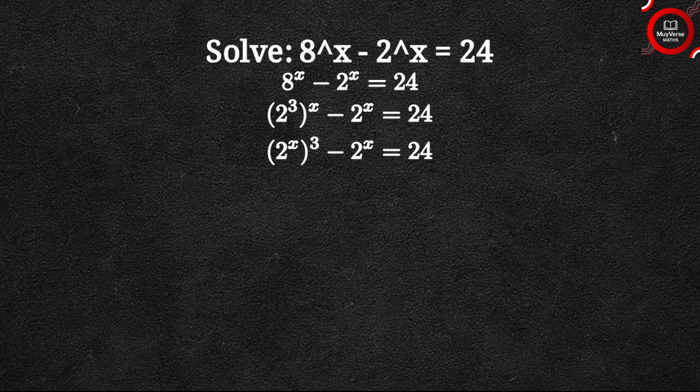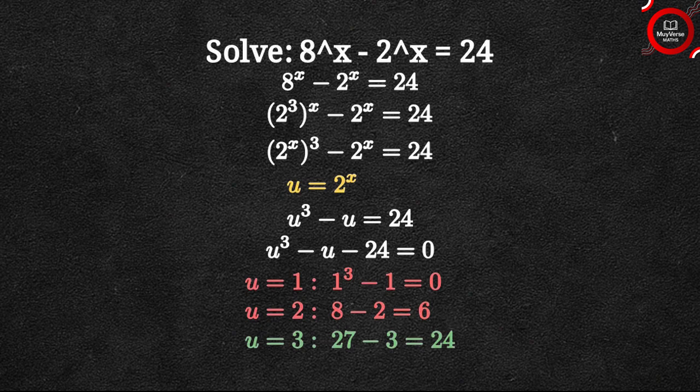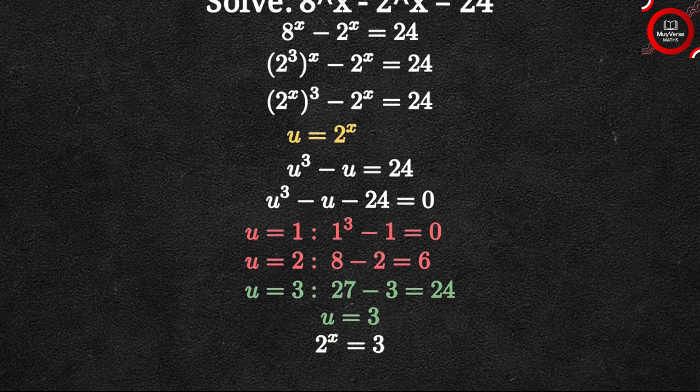Step 2. Use a substitution. Let u equal 2 to the x. Then the equation becomes u cubed minus u equals 24. Step 3. Solve the cubic equation. Move everything to one side to get u cubed minus u minus 24 equals 0. Now test small whole numbers. u equals 1, 2, and 3. So u equals 3 is a solution. Now substitute back to get 2 to the x equals 3.